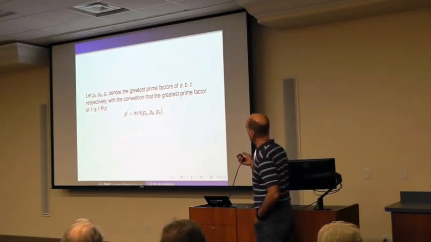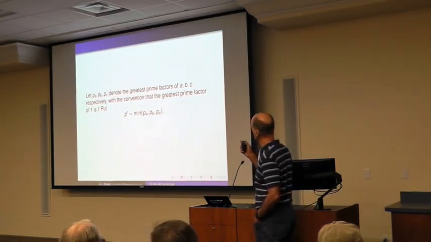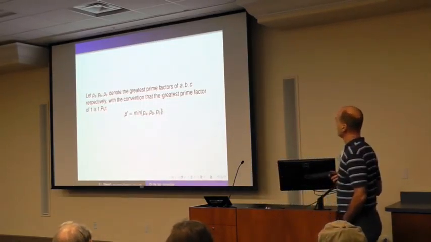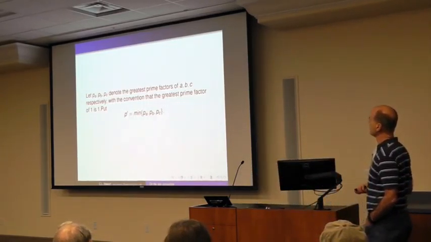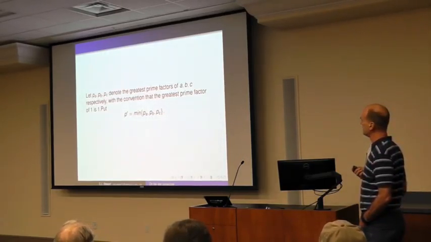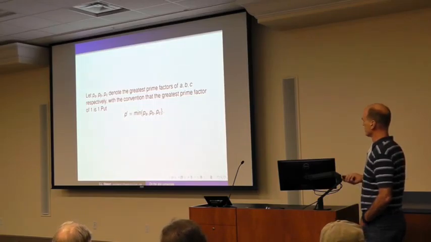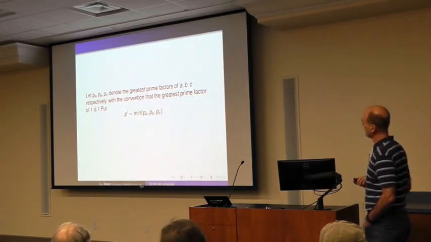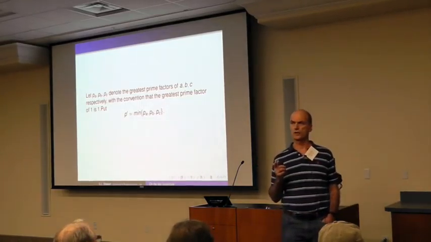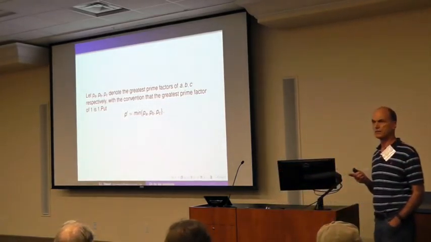And let me just explain that. So we'll take this convention. Let P sub a, P sub b, P sub c be the greatest prime factors of a, b, and c respectively. We just take the convention that the greatest prime factor of 1 is 1. And then let P dash be the minimum of those three, P sub a, P sub b, and P sub c.